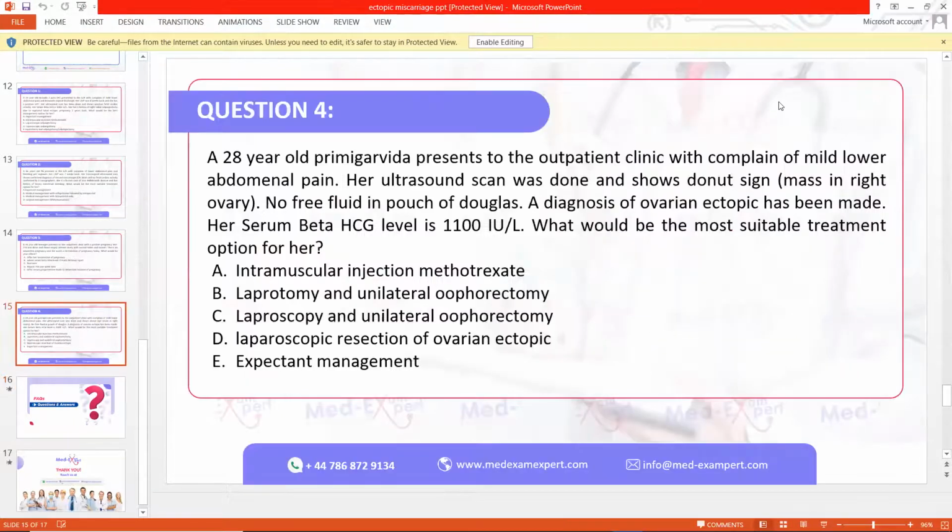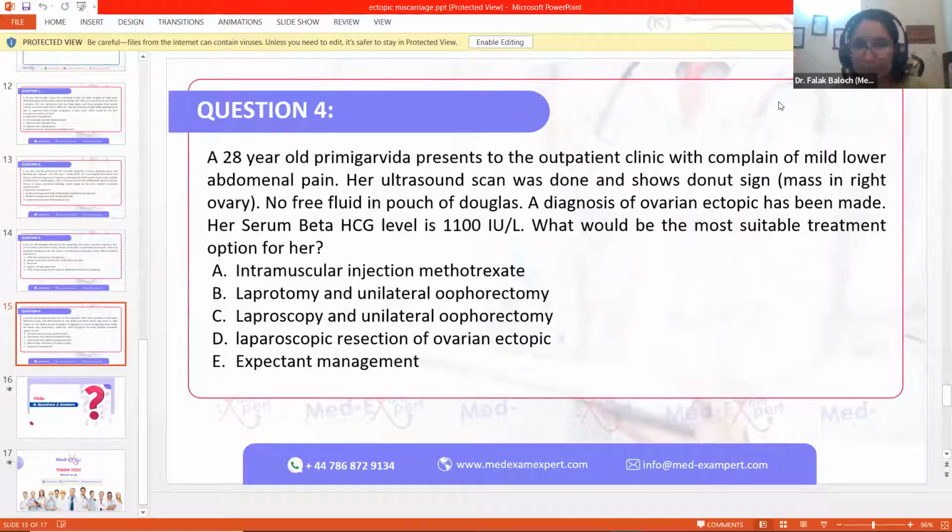So basically, this is a diagnosis of ovarian ectopic, and the patient has mild pain. She doesn't have severe pain. There is no free fluid in the pouch of Douglas, which means that the ectopic has not ruptured yet. And the serum beta HCG is also 1100. So she is a suitable candidate for injection methotrexate because all the criteria of methotrexate are being met over here.